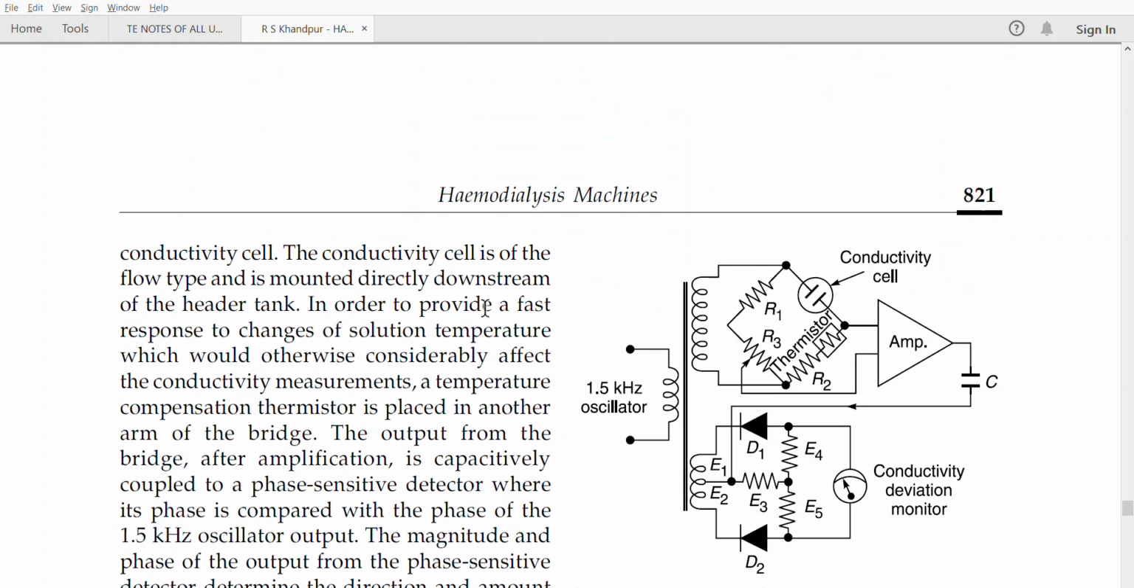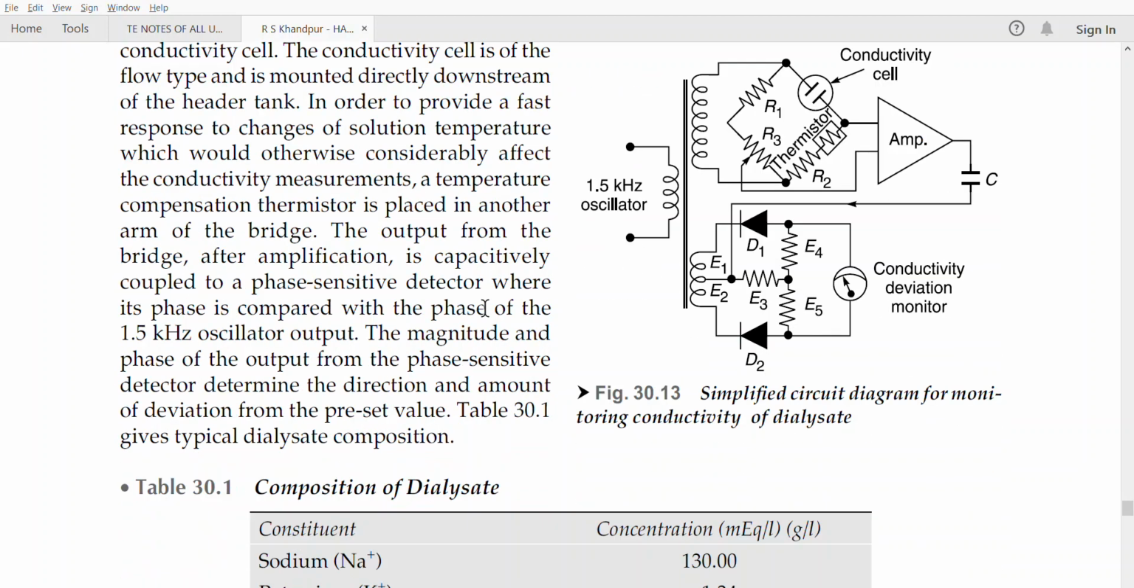Okay, so this is one kind of arrangement. Conductivity measurement is basically to understand what happens to the dialysate before dialysis, and what happens to the electrical conductivity. If there are more particles in the fluid, the electrical conductivity changes, and when there are fewer particles in the dialysate, it changes differently. Okay, so this is done by a thermistor.